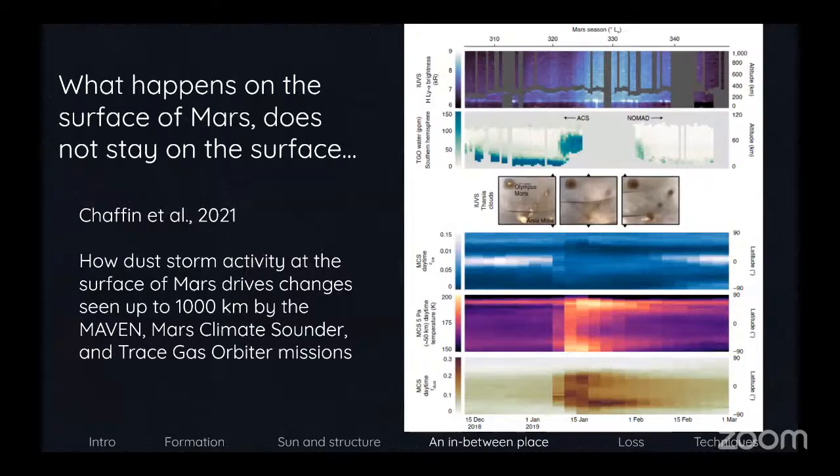I wanted to show this one as another example of a surface to space connection. So this plot was made by my supervisor, Mike Chaffin, for a paper in which he wanted to show the impact of dust storms on Mars on the atmosphere as a whole and how we observe the impacts at the top of the atmosphere using the MAVEN mission.